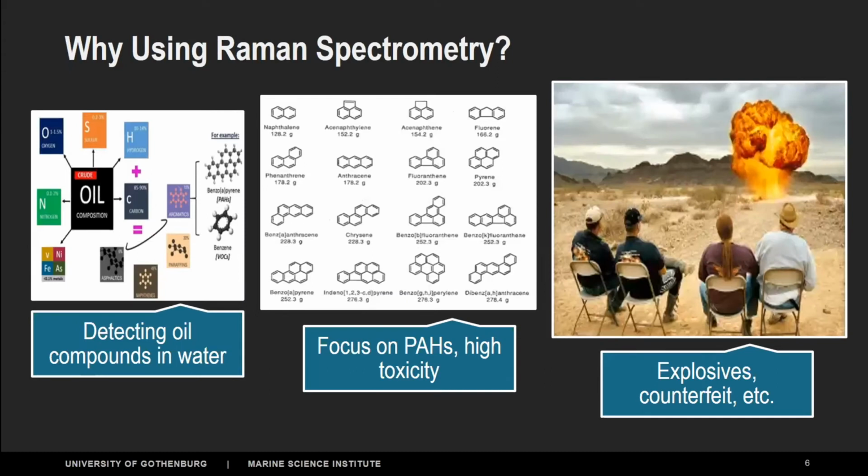And why do we try to do this? Of course, a really important thing is that molecules give you a fingerprint, so we try to identify them, and the beauty is that you can identify them in soil samples, in seawater, or any kind of water, in air, so in different media. The focus right now is the PAHs, polyaromatic hydrocarbons, which are made from different numbers of benzene rings.